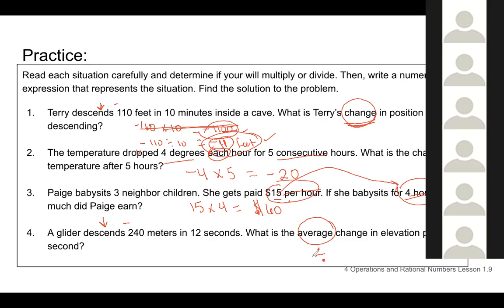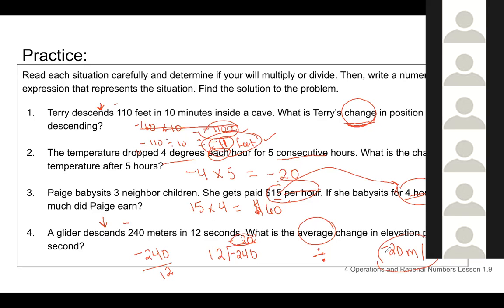This average tells us division. Average indicates division. So we're going to take -240 and divide it by 12. All right, how many times is 12 going into 24? 2 times, and then it goes into 0 times. So my change in elevation per second is -12 meters per second.